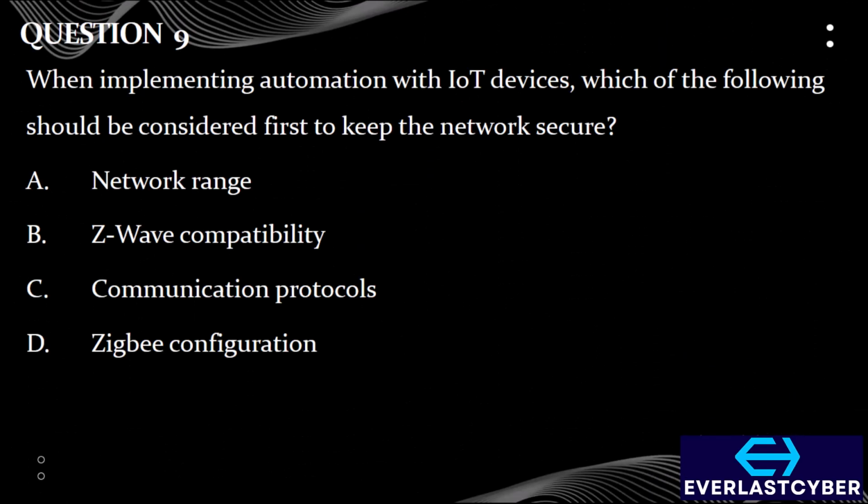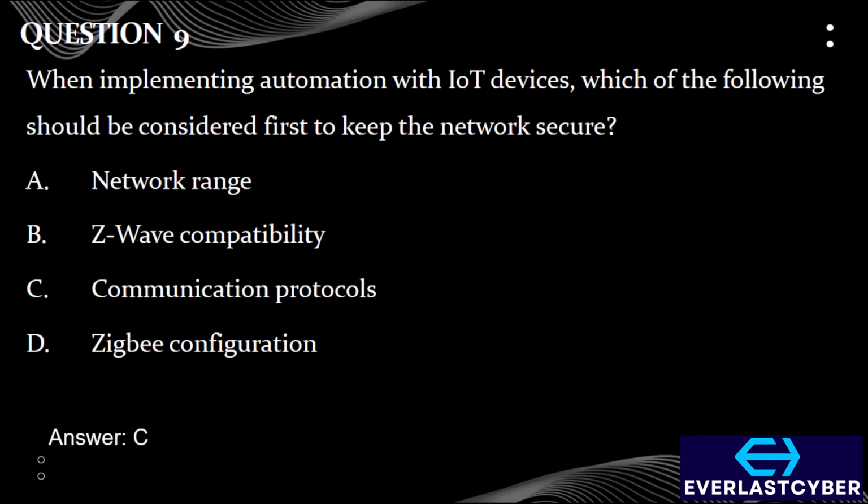Question 9. When implementing automation with Internet of Things devices, which of the following should be considered first to keep the network secure? A. Network range. B. Z-Wave compatibility. C. Communication protocols. D. ZigBee configuration. For this, we'll be going with option C, communication protocols.